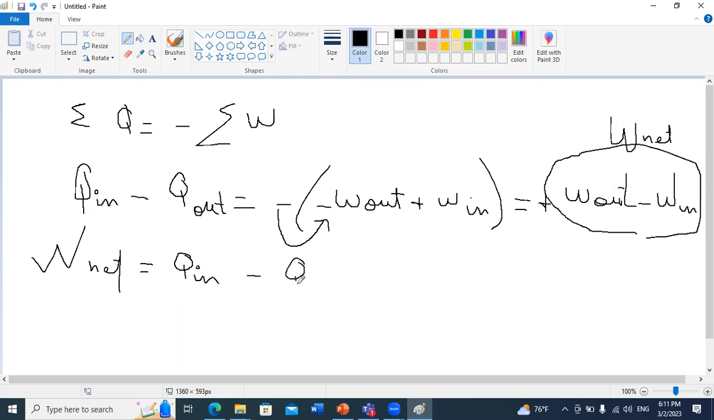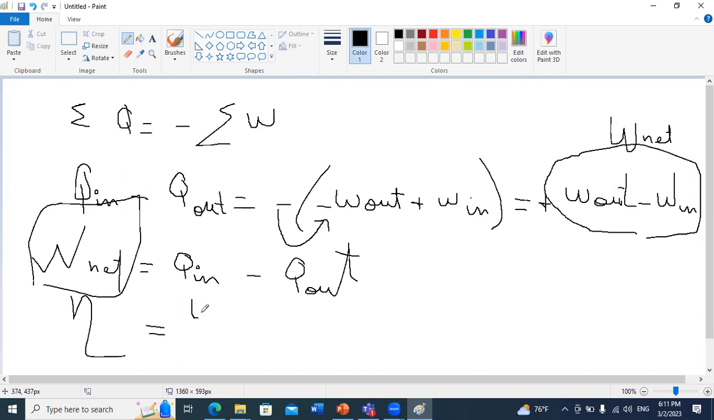So now, if I replace back into the efficiency calculation, what is the efficiency of the system? It is what we are producing actually, the useful power, W net. So we can put W net over Qn. And W net can be replaced directly by Qn minus Qout. So the equation of efficiency will be Qn minus Qout over Qn.